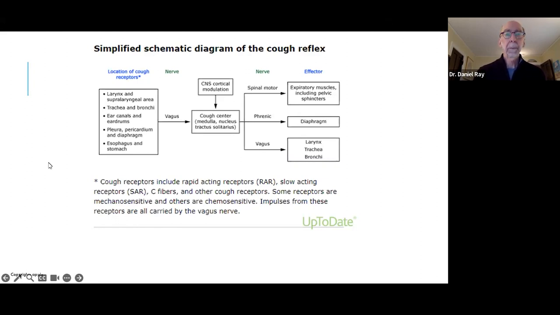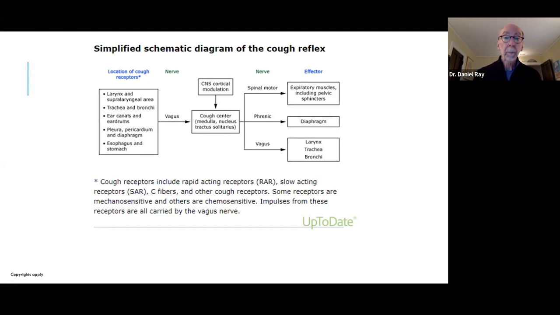The cough receptors are mostly in the larynx and the supralaryngeal area, so just the back of the throat and the larynx. There are the same cough receptors in the trachea and the bronchi, in the ear canals and eardrums, even in the pleura and the pericardium. So sometimes structures or irritation in those will cause a cough. And then in the esophagus, and that's the crux of the gastroesophageal related cough. So drip acid into the bottom of the esophagus and people will cough. These signals are carried up to the cough center, the medulla. There's cortical input to that, and then the coordinated response from the spinal motor and phrenic vagus nerves to generate the cough itself.